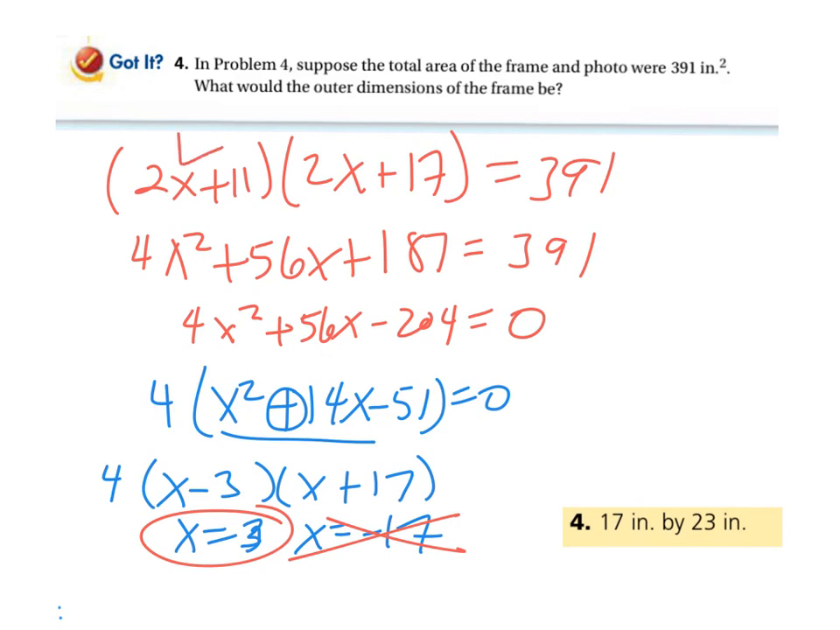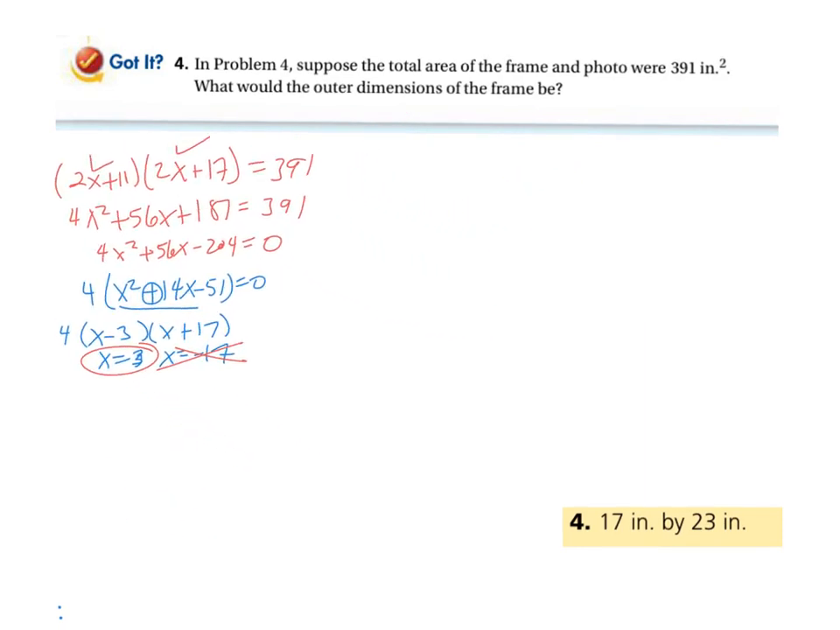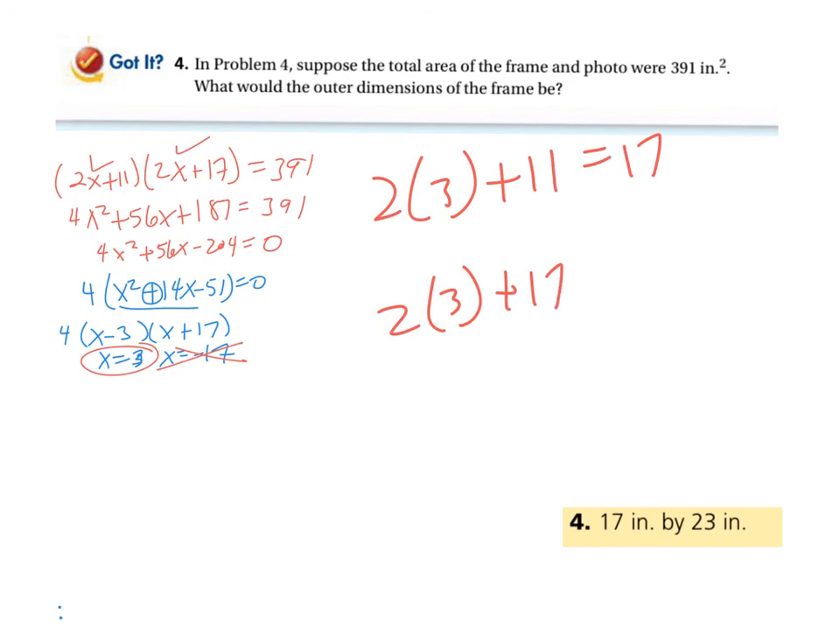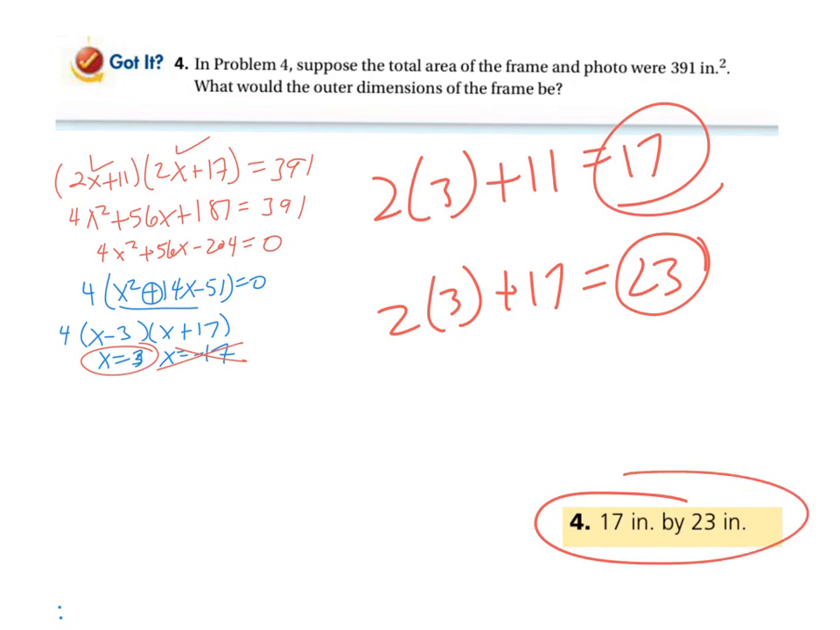Plug that back into these 2 originals. So in other words, let me shrink some stuff out of the way here. We're going to have 2 times 3 plus 11, and that's going to equal 17, and we're going to have 2 times 3 plus 17, and that's going to equal 23. So our frame is going to be 17 by 23 inches.